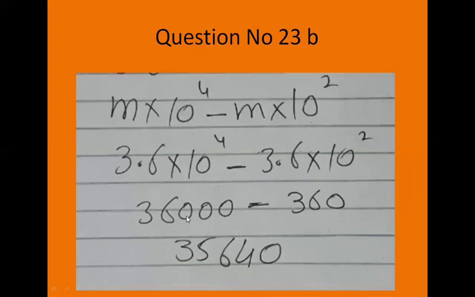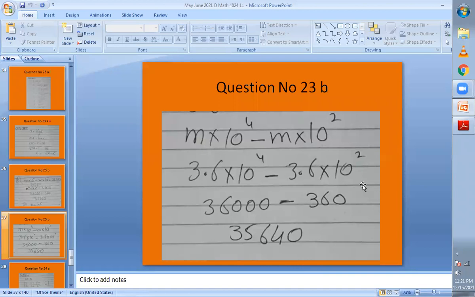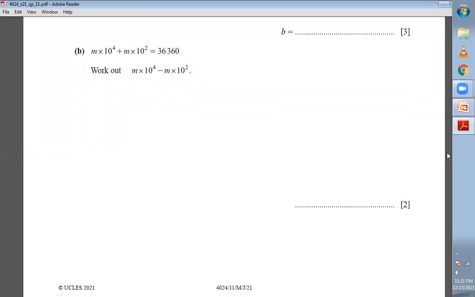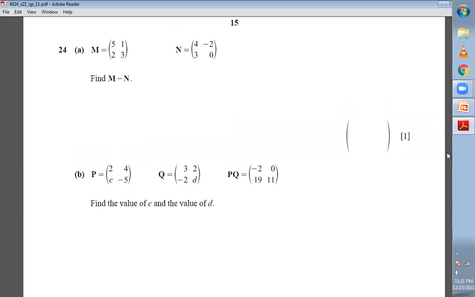So it becomes 36,000. And here you multiply with 10 square, so you move 2 steps to the right. So you get 360. From 36000, if you subtract 360, you get 35640. So the final answer is 35640. This is a very tricky question, not easy to answer. So these 2 marks are very difficult to answer. Okay, so that was question number 23. So let's go to the next question.